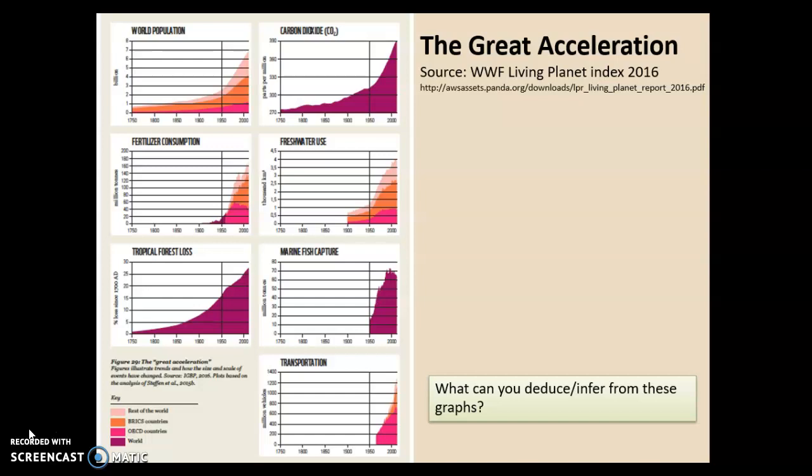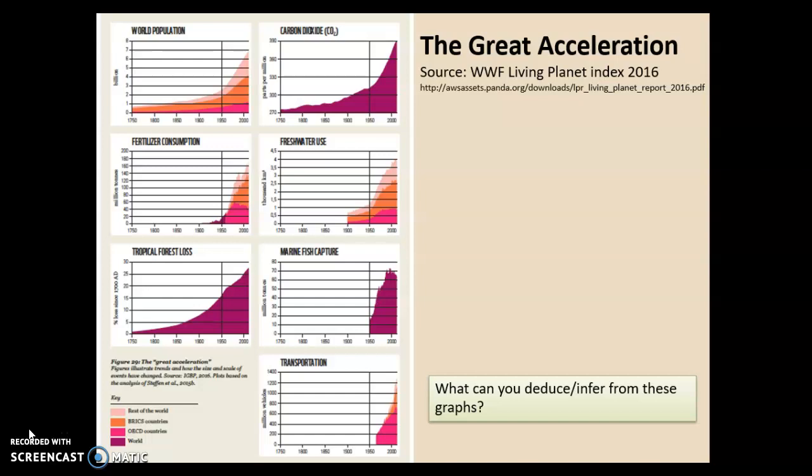Bottom one is tropical forest loss. That's a whole world picture. And you can see, I think what the WWF is trying to show you there is called the Great Acceleration, that we were sort of plodding along until about the 1900s, and then things kicked off and went a little bit mental.